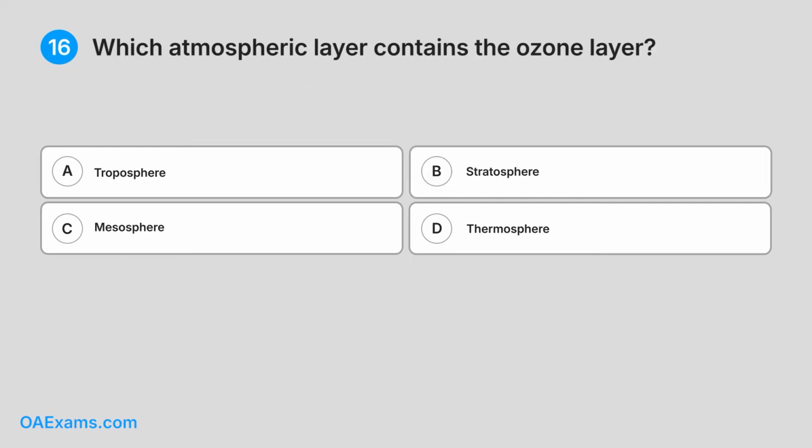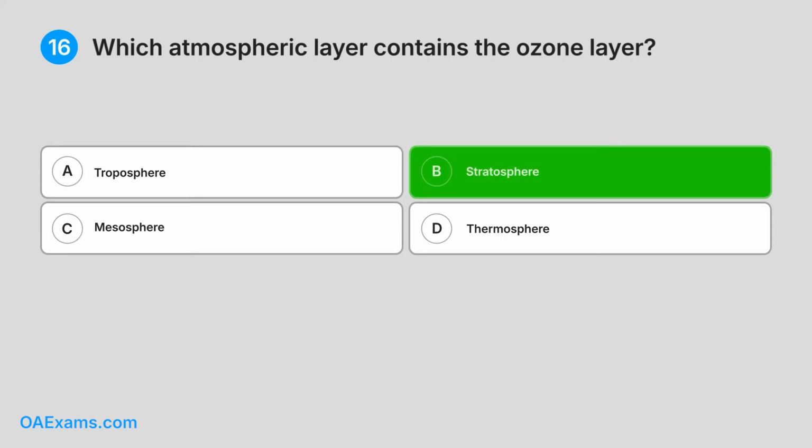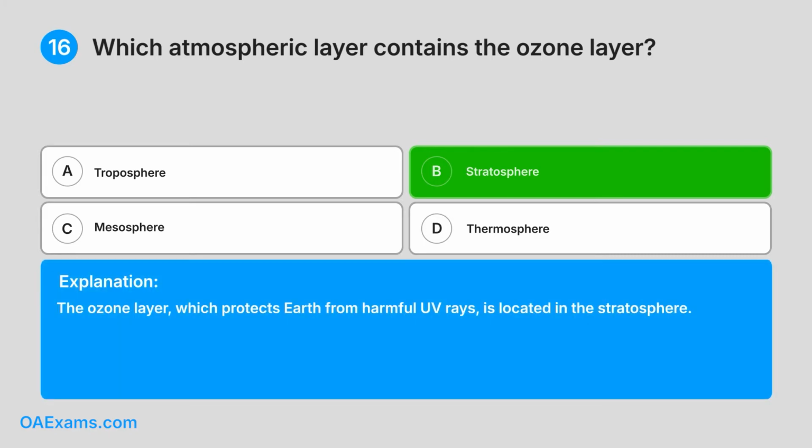16. Which atmospheric layer contains the ozone layer? A. Troposphere. B. Stratosphere. C. Mesosphere. D. Thermosphere. Can you guess the answer? Correct answer. B. Stratosphere. Explanation. The ozone layer, which protects Earth from harmful UV rays, is located in the stratosphere.